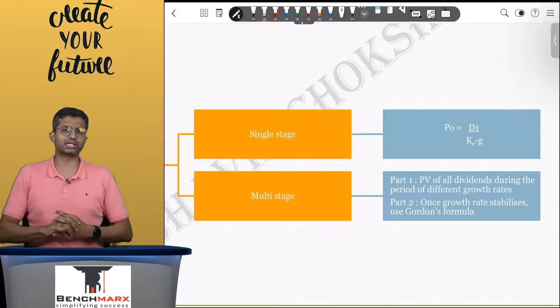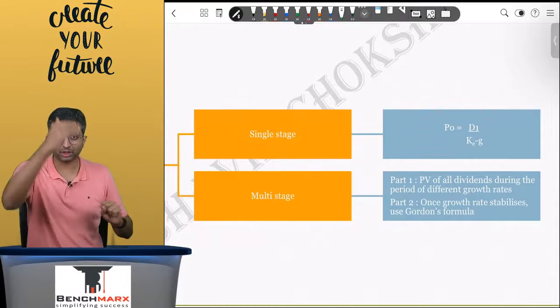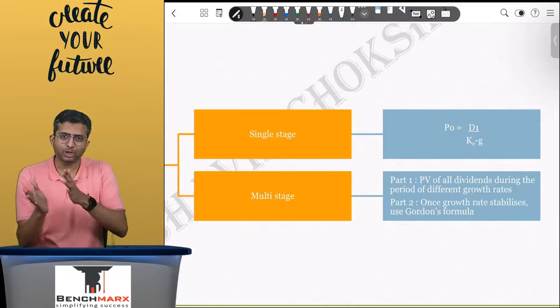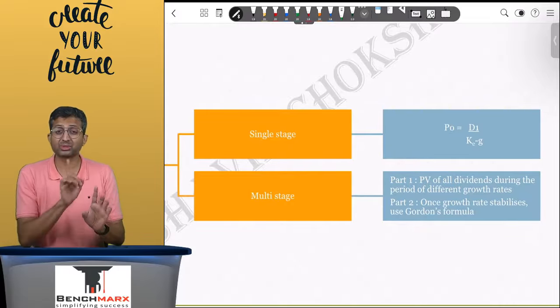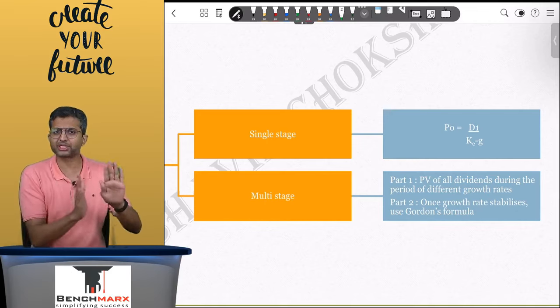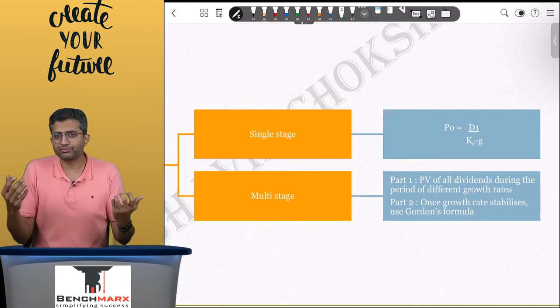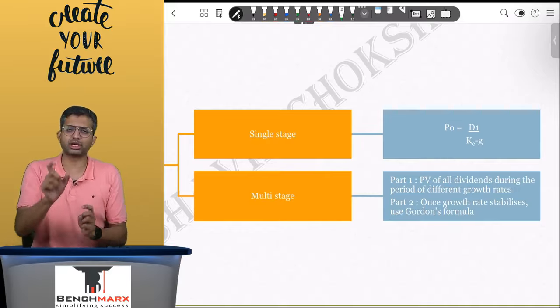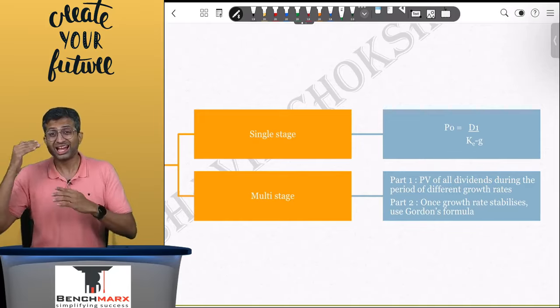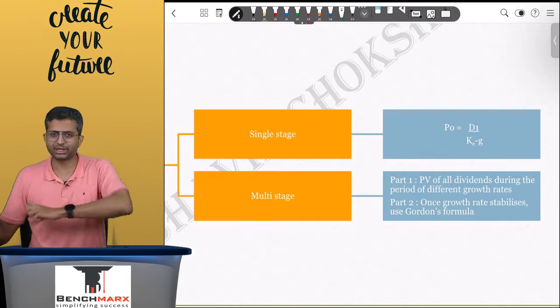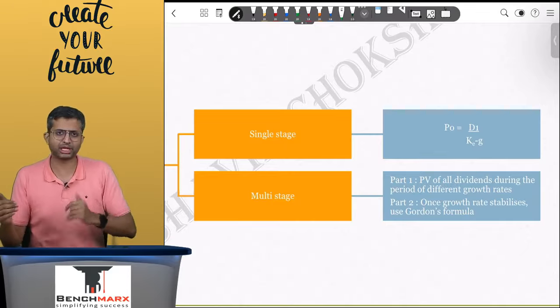What do you do in a multi-stage model? You will first chalk out the dividend for the first 5 years and try to find their present values. The value of a share is the present value of all future dividends. You have taken the first 5 years. Then dividend from year 6 up to perpetuity. Since they are growing at a constant rate, you can take D6 by KE minus G. D6 upon KE minus G will give you P5, like D1 by KE minus G gives you P0.